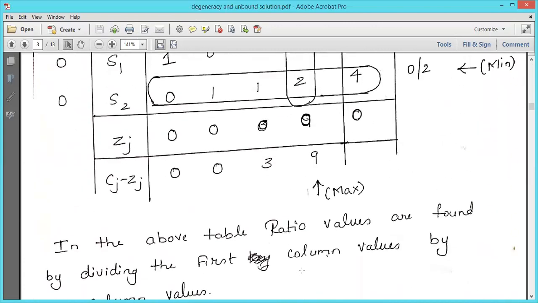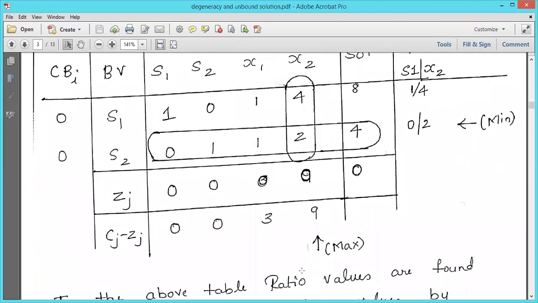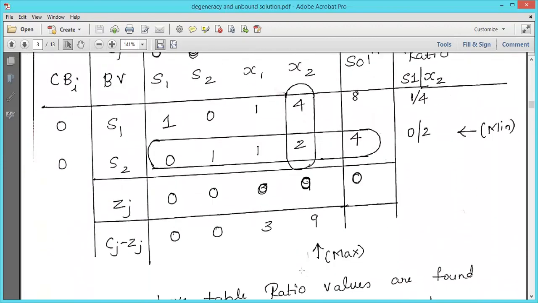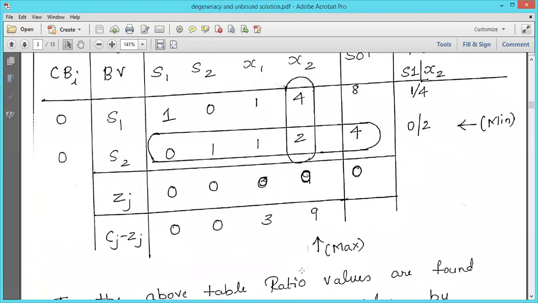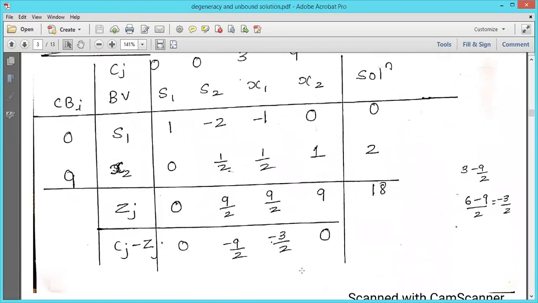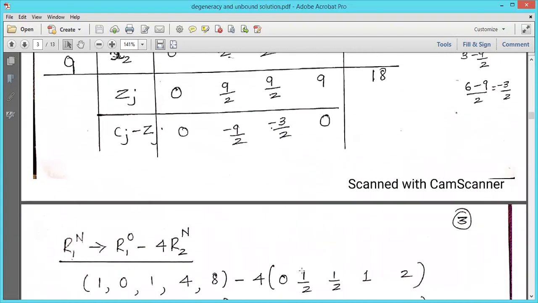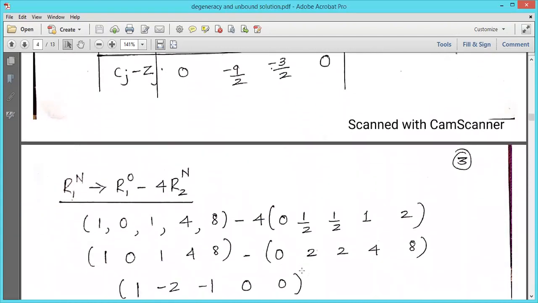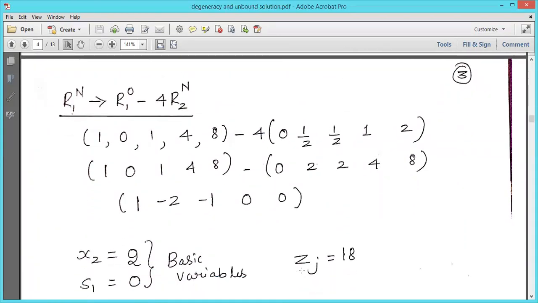I told you that in case of degeneracy, the value of the objective function may or may not improve. In this case, the value of the objective function is initially 0, and in iteration 1 it is 18. So in this example, the value of the optimal solution has improved.